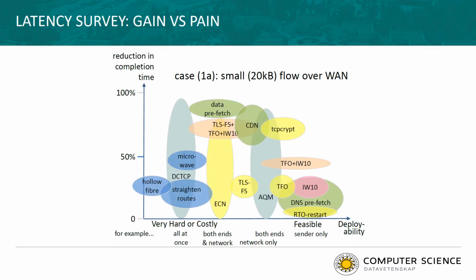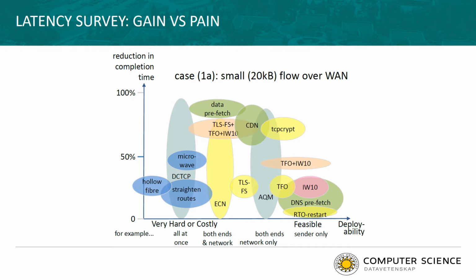So we have seen that there are many different sources of delay, and there are also several different techniques you can employ to try and reduce these delays. So in the survey, we have also tried to look a bit at the gain versus pain of all these different techniques, or a subset of the techniques.